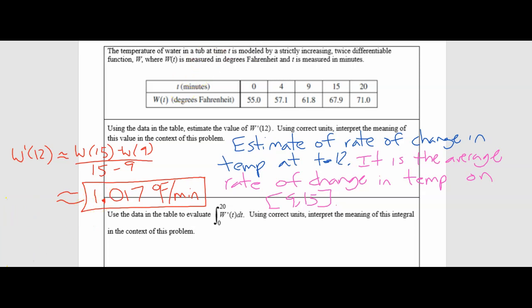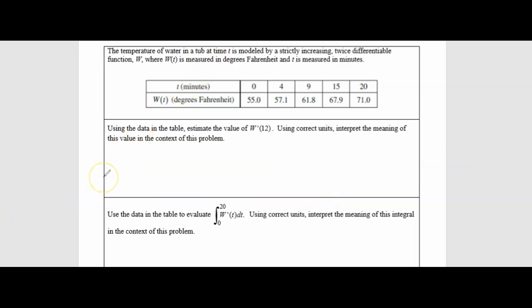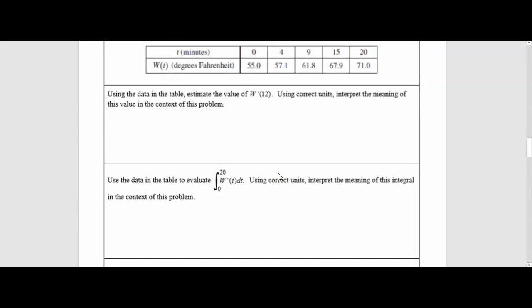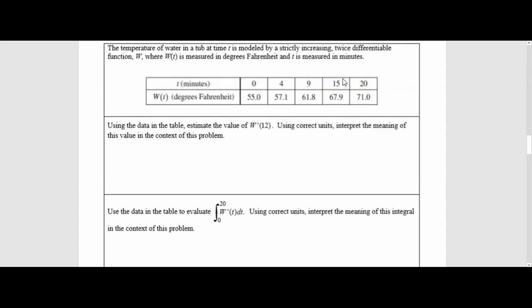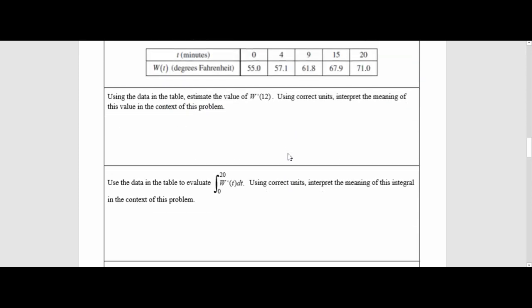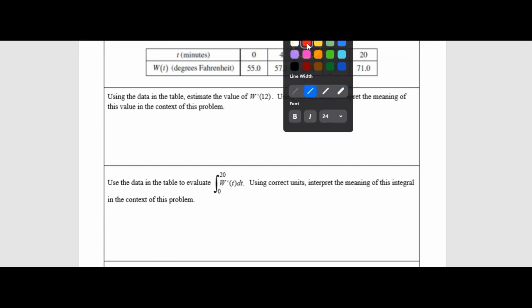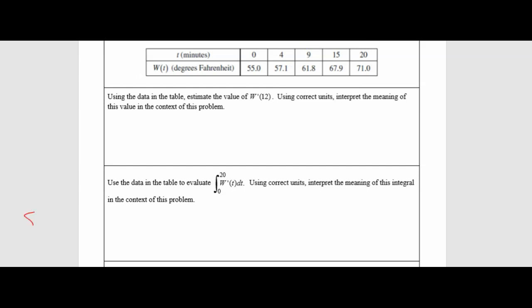Okay, moving on to the second one. It says use the data in the table to evaluate the integral from 0 to 20 of w prime of t dt. Using correct units, interpret the meaning of this integral in the context of the problem. Well, we are told that w is twice differentiable, which means it's continuous, which is what we need to check off for us to use the FTC. So w of t is continuous, which means we can evaluate this using the FTC.